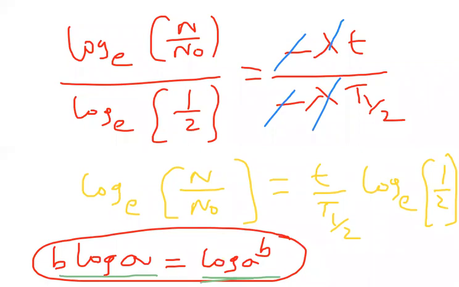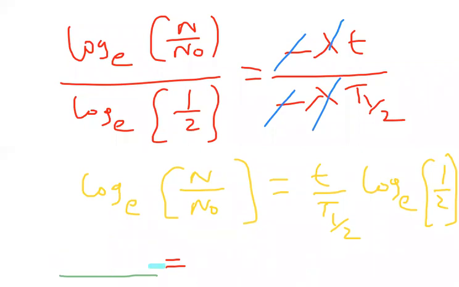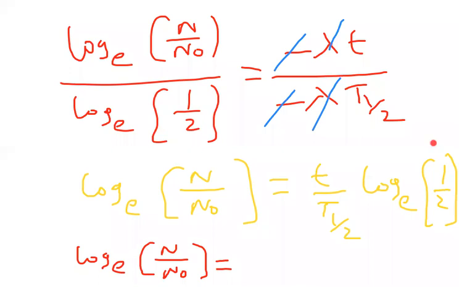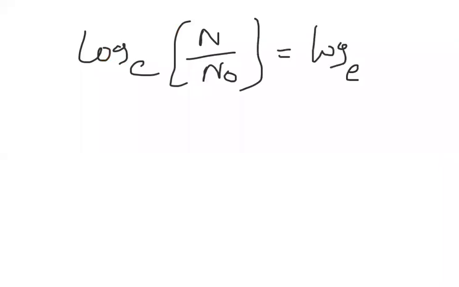This is from logarithm information. Okay, you know this very well. Now observe carefully: log base e of N by N naught, fine. And here, this t by t half I can take into the power. So observe now: log base e of 1 by 2, and in the power I can write t by t half. Let me write it on the next page, beta. Clearly you can observe now: log base e of N by N naught is equal to log base e of 1 by 2 whole power t by t half.